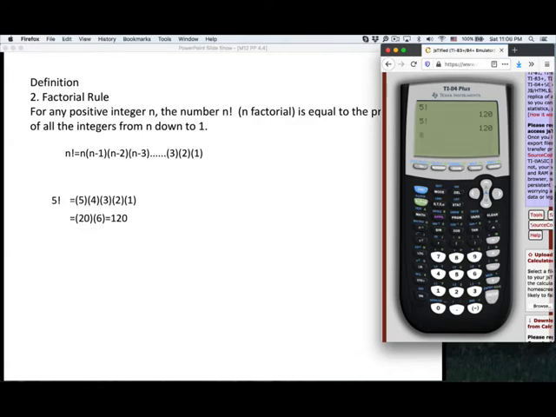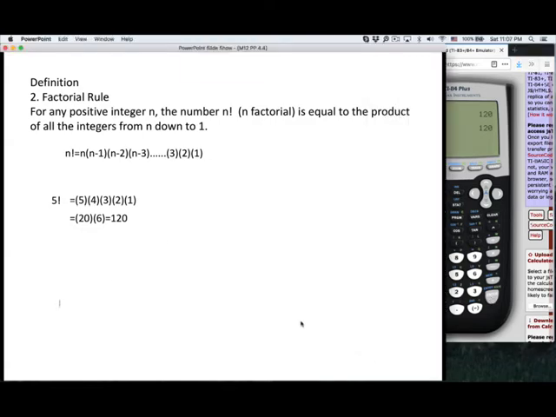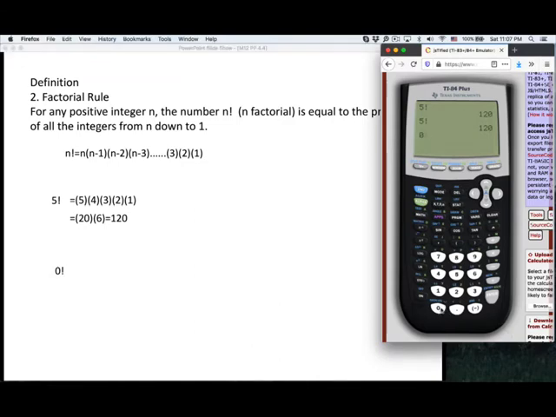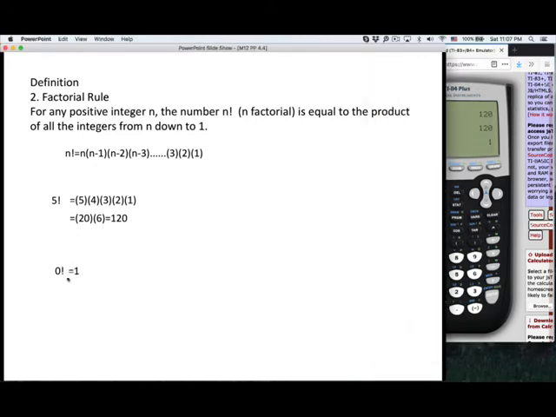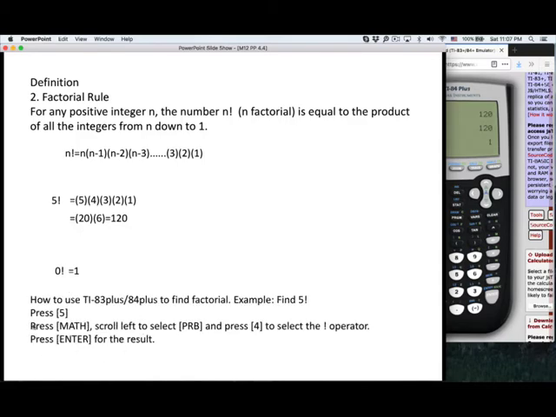Next one. I want you to try to use the calculator to find 0 factorial. Do the same thing: click on 0, math, probability, factorial. What do you get? That will be equal to 1. 0 factorial is a special number that will always be equal to 1. You can follow the notes on how to use your calculator to find the factorial.